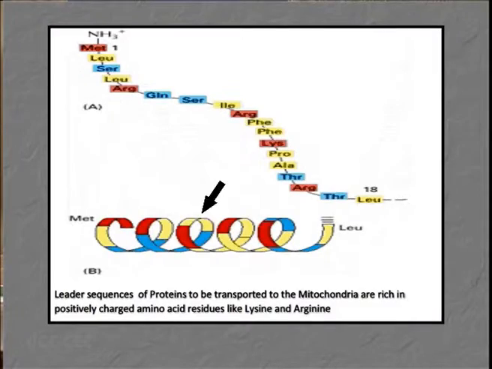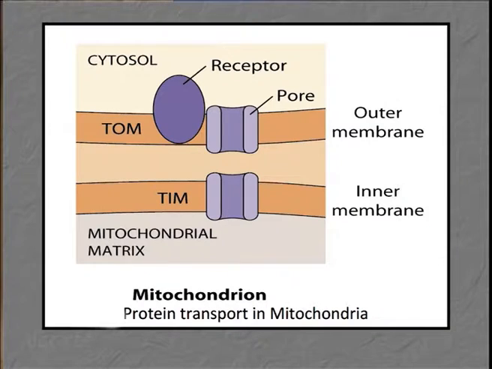So this alpha helix is recognized by the receptors present on the mitochondrial surface. Mitochondrial surfaces have receptors that bind to these leader peptides, and this helps the transport of the protein through the membranes. Mostly we use two types of translocases called TOM and TIM, where TOM stands for translocase for outer mitochondrial transport and TIM is translocase for inner mitochondrial transport. After importing the proteins, the leader peptides are chopped up, as I said earlier.